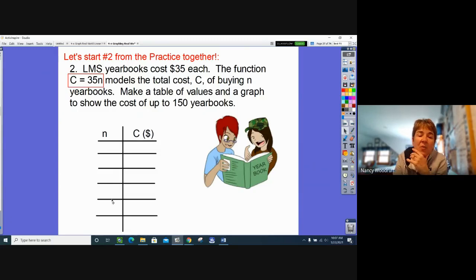So once you have those inputs, you're going to put them in and multiply each one by 35 to get the output. Okay, so that's kind of what we're going to do next. I'm going to go over to my camera and show you mine. You do not have to match mine. However, you do have to have, like I said, from 0 to 150.